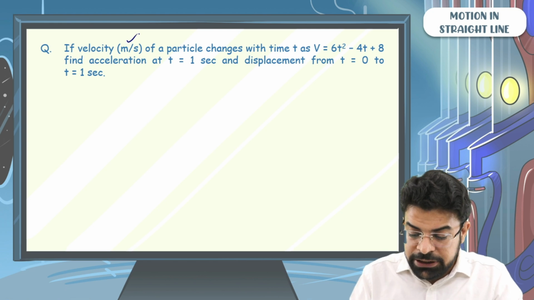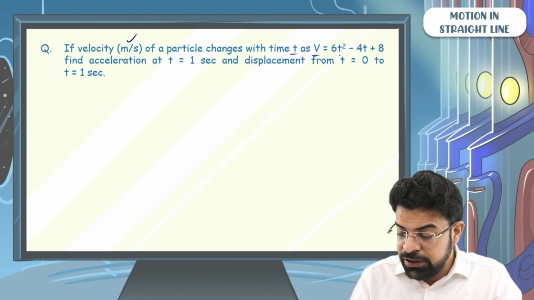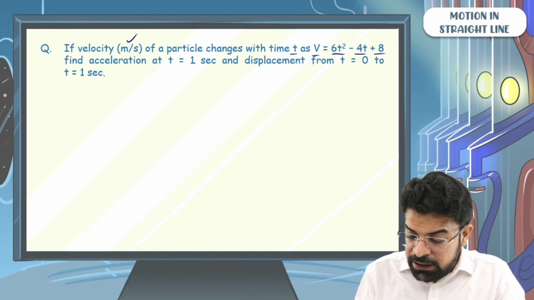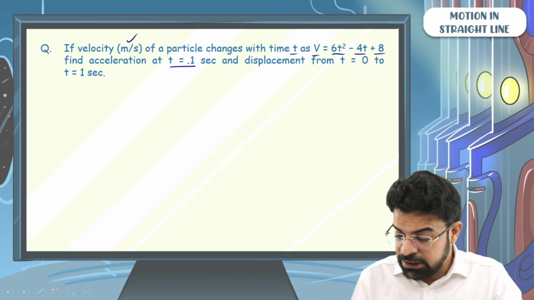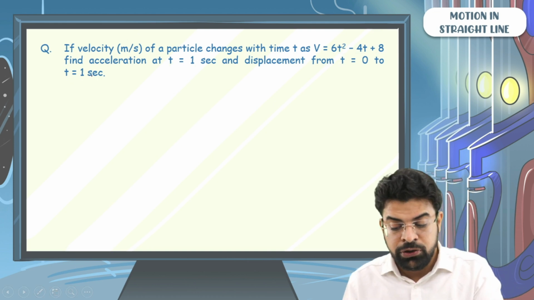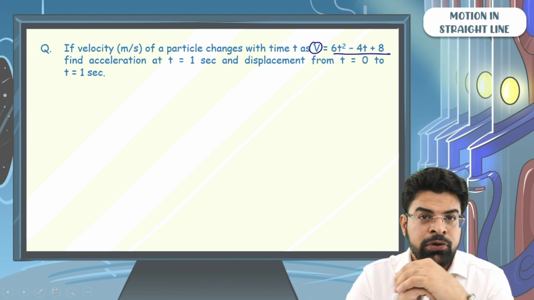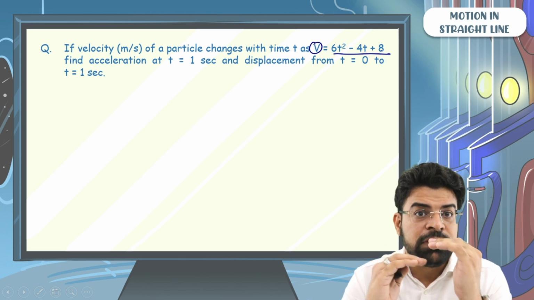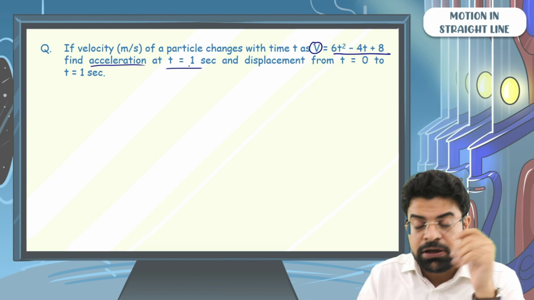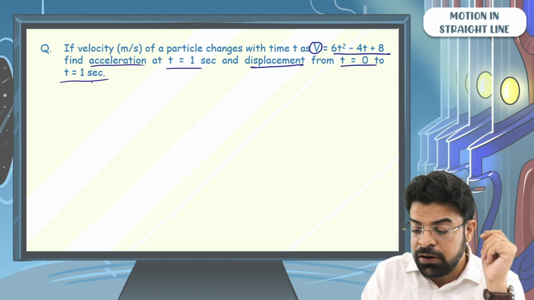If the velocity in meter per second of a particle changes with time t as v equals 6t square minus 4t plus 8, find the acceleration at time equals 1 second and displacement from time equals 0 till time equals 1. So here they have given me velocity as a function of time and they are asking me acceleration at a particular time and displacement within a particular range of time.